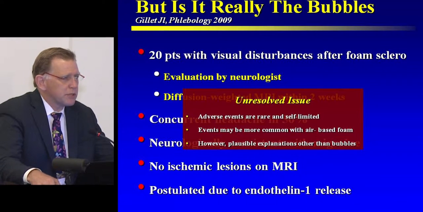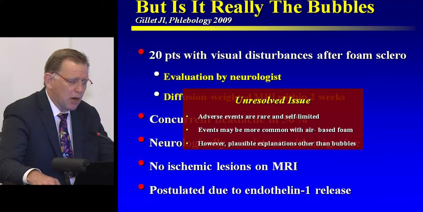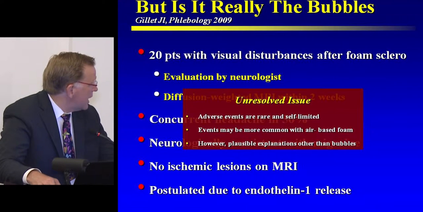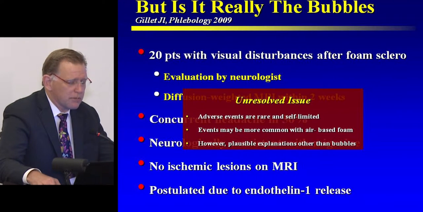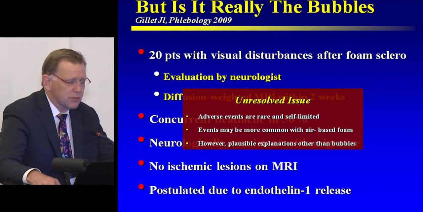The same French group had patients who had visual disturbances thoroughly evaluated both by a neurologist as well as diffusion-weighted MRI. Of the 20 patients they had with visual disturbances after sclerotherapy, half of these had a concurrent headache, which I think is consistent with most people's clinical practices. On neurologic evaluation, a headache specialist evaluated all of these patients. All of these were felt to be consistent with a migraine, and there were no ischemic lesions on MRI.